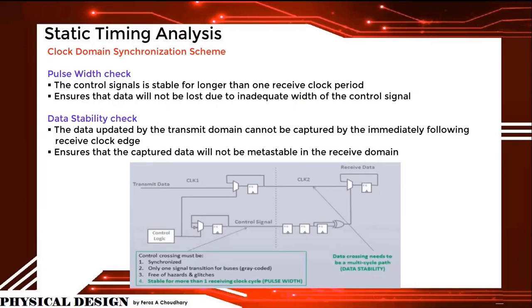Pulse width check. The control signal is stable for longer than one receive clock period. Ensures that data will not be lost due to inadequate width of the control signal. Data stability check. The data updated by the transmit domain cannot be captured by the immediately following receive clock edge. Ensures that the captured data will not be metastable in the receiver domain.